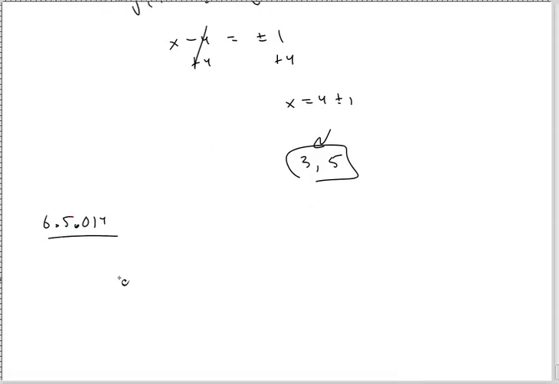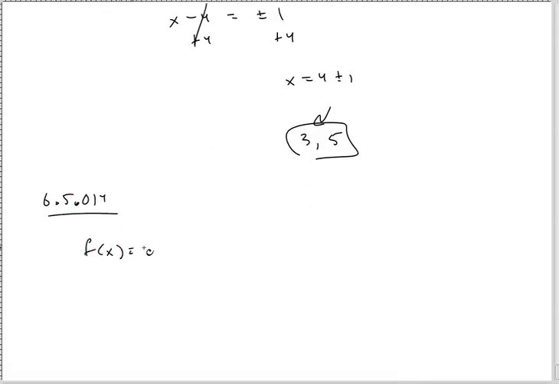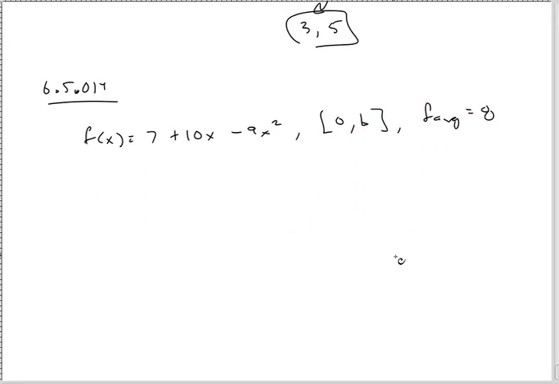6, 5, 0, 1, 4. We got f of x is equal to 7 plus 10x minus 9x squared. We're going from 0 to b. Oh, this will be great. And my average is equal to 8. I really like this problem. It's pretty cool. So we got this upside down parabola thing. And I don't know. It's not starting at 0. But let's just say it's like this. Actually, it's probably doing this.